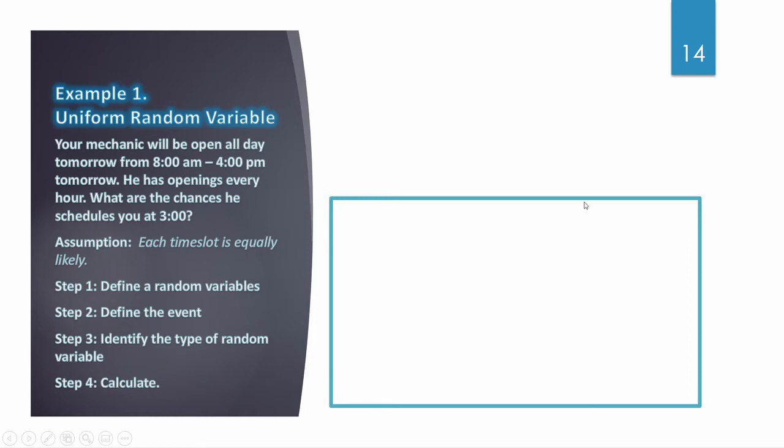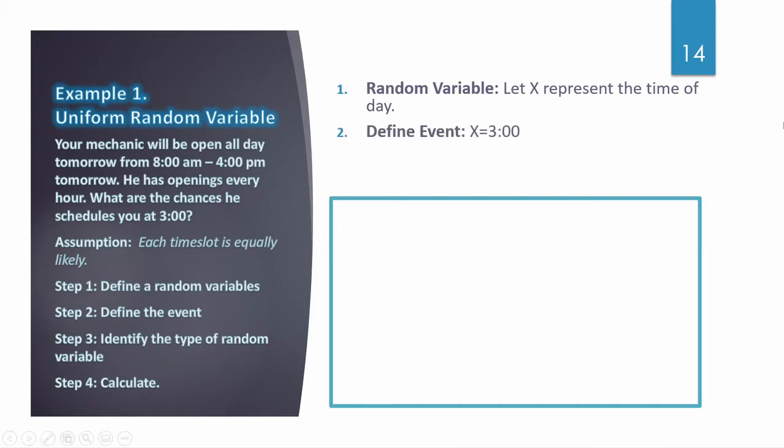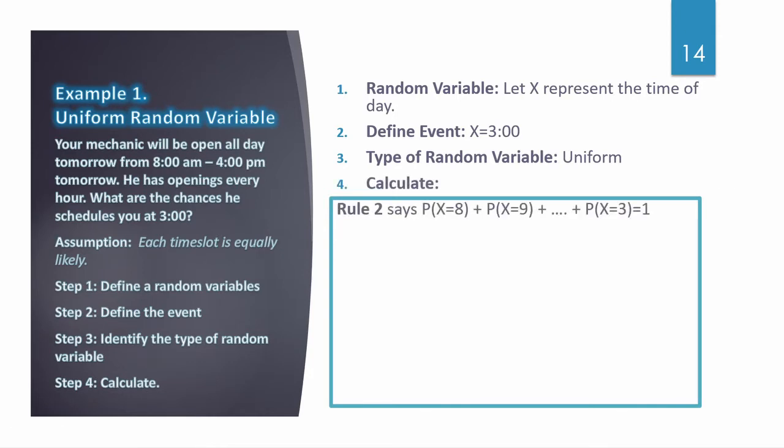All right, we're first going to define the random variable. That is, we're going to state what our random variable represents. So we're going to say X represents the time of the day for my appointment. We're then going to write the event that we're interested in: the appointment takes place at 3 p.m. We're going to identify the type of random variable, which is in this case, again, a uniform random variable. And then we can just use our simple probability rules to calculate our outcome.